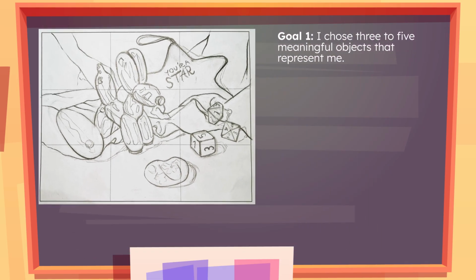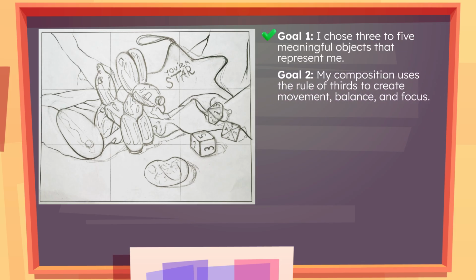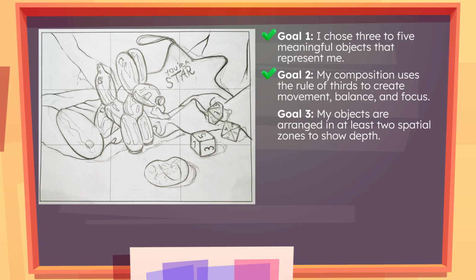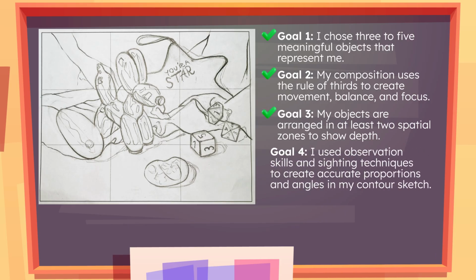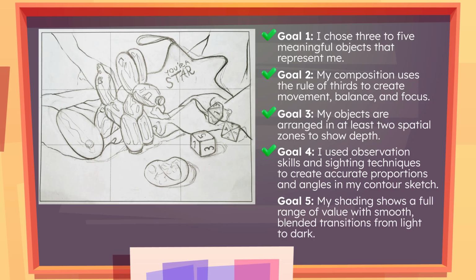Goal 1. I chose 3 to 5 meaningful objects that represent me. Goal 2. My composition uses the rule of thirds to create movement, balance, and focus. Goal 3. My objects are arranged in at least 2 spatial zones to show depth. Goal 4. I used observation skills to create accurate proportions and angles. And Goal 5. My shading shows a full range of values.